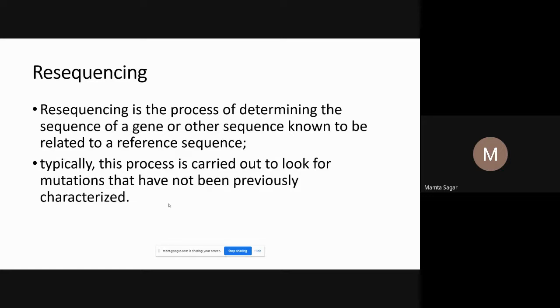So resequencing is doing it again. This is not a difficult sentence. Resequencing means we are doing the sequencing again. What is our interest? We want to identify any single nucleotide polymorphism, any variation.